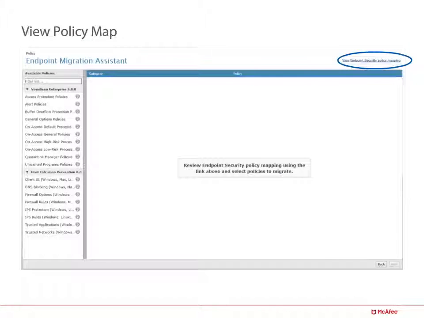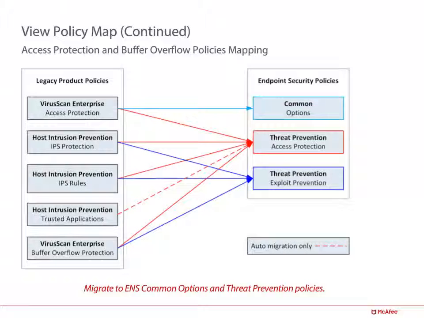On the view policy map, once again we'll select which policies that we would select for this, and then do the mapping to the different policies that has to do with our hosted IPS. For the access protection and buffer overflow policy mapping, you'll see on here parts of the VirusScan Enterprise access protection. Some of it will be mapped over to the common options, and some will be mapped over to the threat prevention access protection. For the host IPS, for the IPS protection, if you'll notice, not only does it map over to the threat prevention for the access protection, you'll also have the exploit prevention.